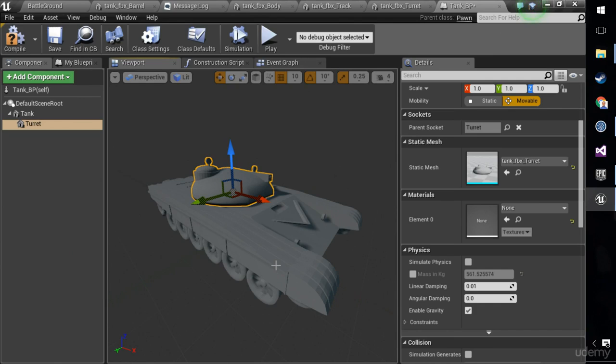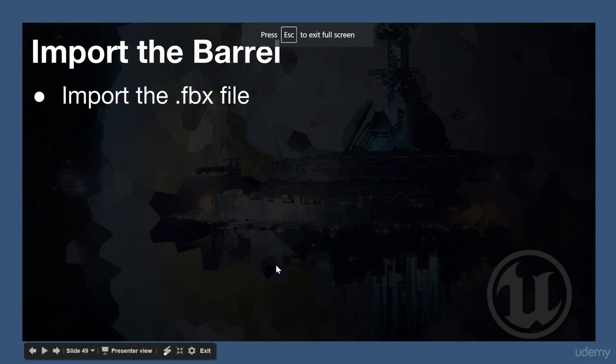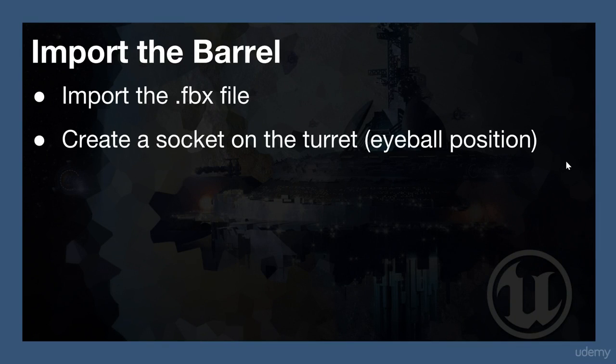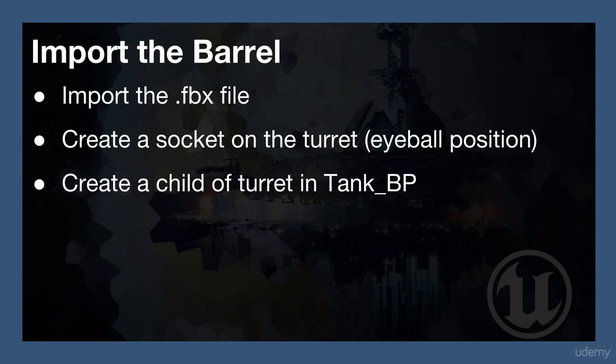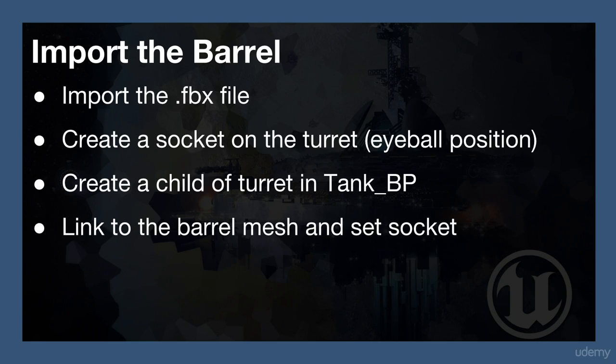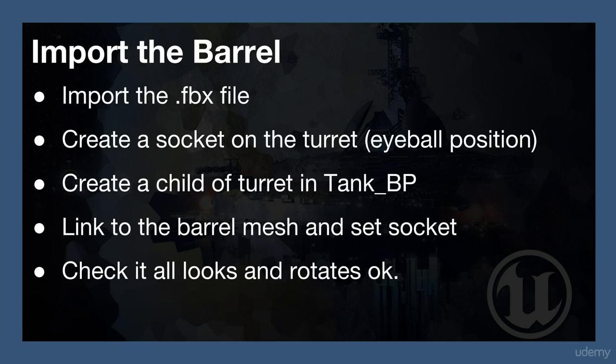Now, what I want you to do is go ahead and do the same magic for the barrel. So your challenge is as follows. Import the barrel, basically. Import the FBX file. It's already done for you. Create a socket on the turret. You can eyeball its position and also use the preview mesh. But remember the tricks: you don't rename the socket until you've added the preview mesh, positioned it, and then removed the preview mesh. I'm sorry on Unreal's part that that's the case. Create the child and link it, set the socket, and just check it all looks and rotates okay. So go ahead, pause the video and see if you can get the barrel set up now.